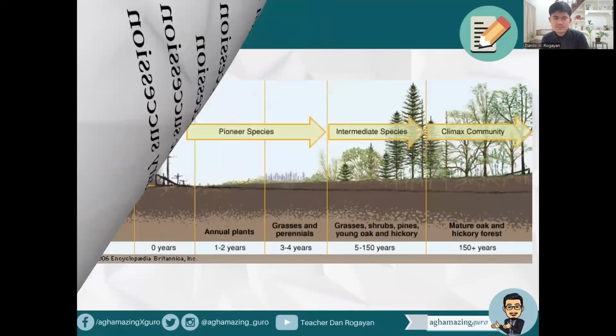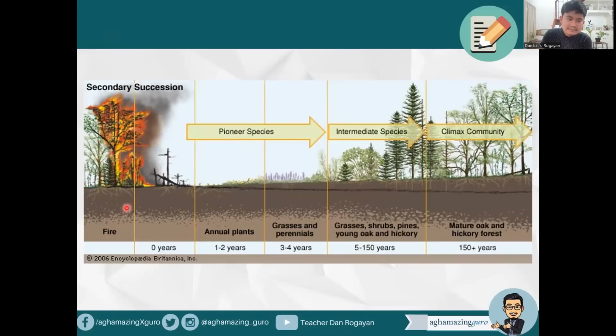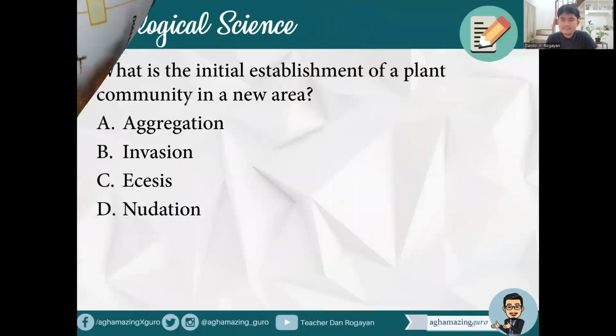So that's secondary succession. May existing ecosystem nagkaroon ng fire. Then after several years, like 2 years, magkakaroon ng annual plants, 3 to 4 years, grasses and perennials, hanggang magkaroon tayo ng climax community again. So the pinnacle of the ecological system is your climax community. Okay, so basically, pag nagkaroon na naman tayo ng disturbance, magkakaroon na naman ng growth of annual plants to the climax community.